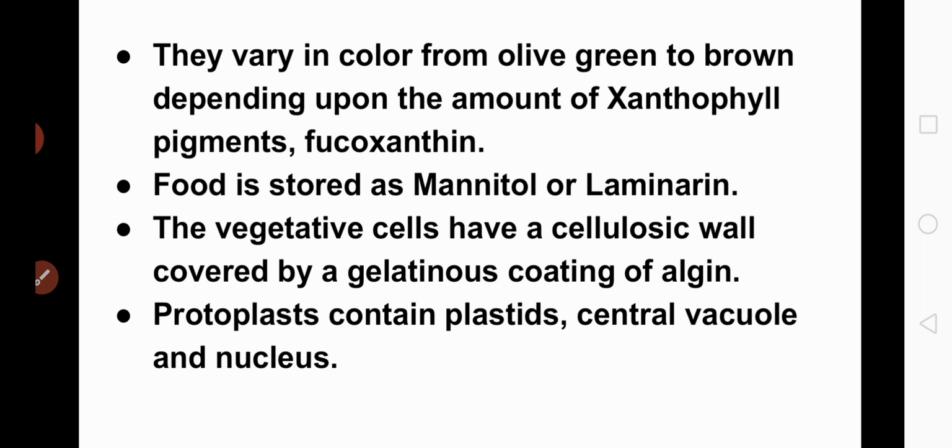of cellulose and a gelatinous coating of algin, whereas in Chlorophyceae the cell wall contains cellulose as well as pectin, right? But in Phaeophyceae, along with the cellulose, pectin is absent and a coating of algin is present. So this gelatinous algin coating is present outside the cellulosic wall. Understood? And the protoplast contains plastids, a central vacuole and a nucleus.